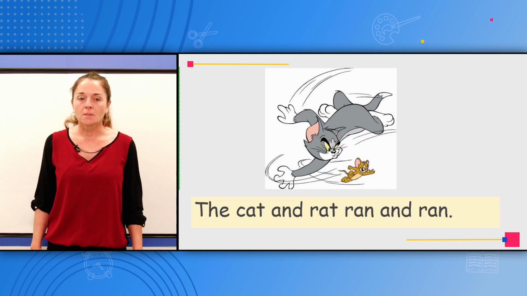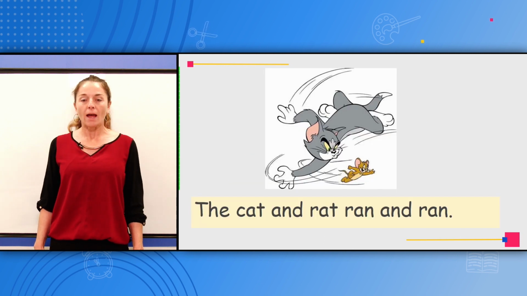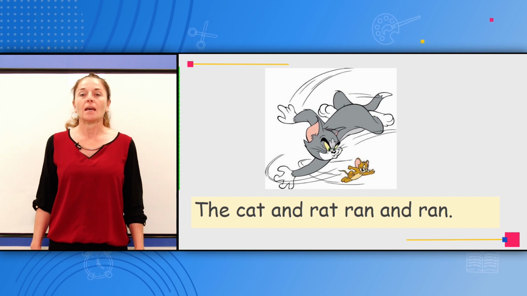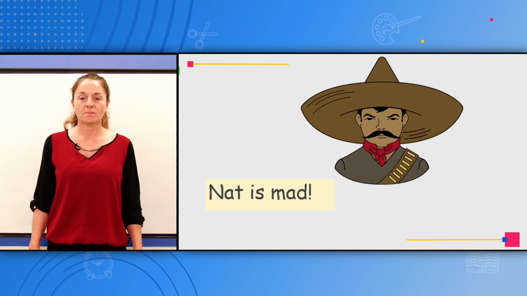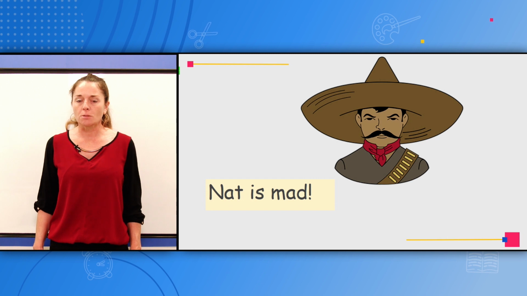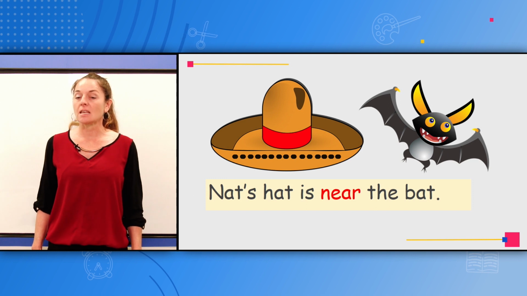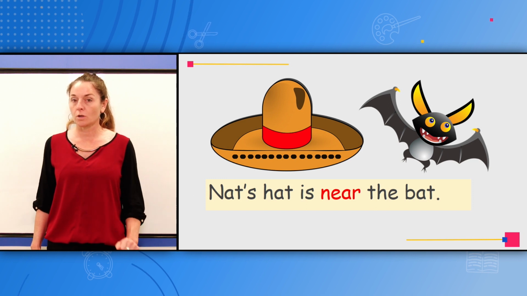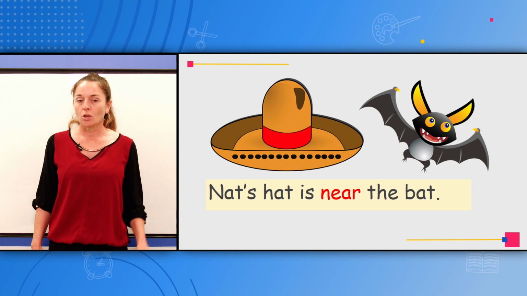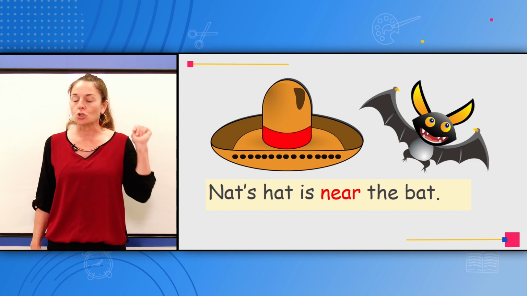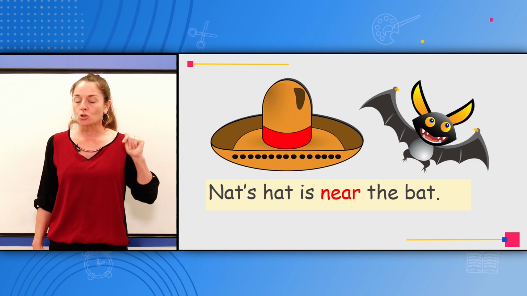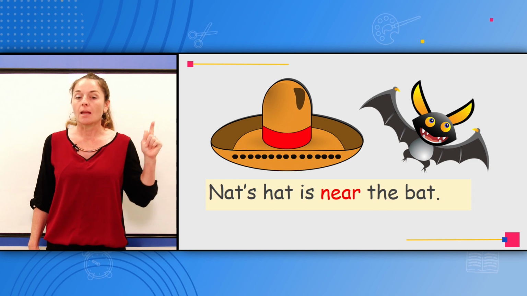Suddenly, the cat and rat ran and ran. Nat is mad. Nat's hat is near the bat. You remember the word near? You remember S and chupchik? S and chupchik means shell.